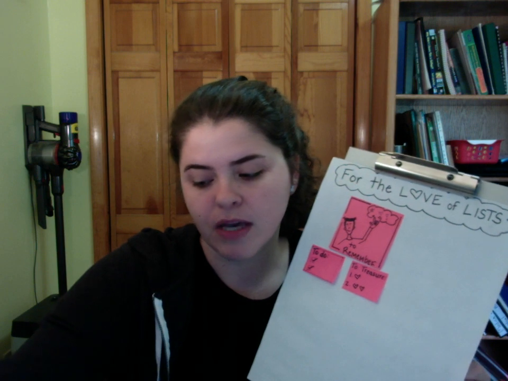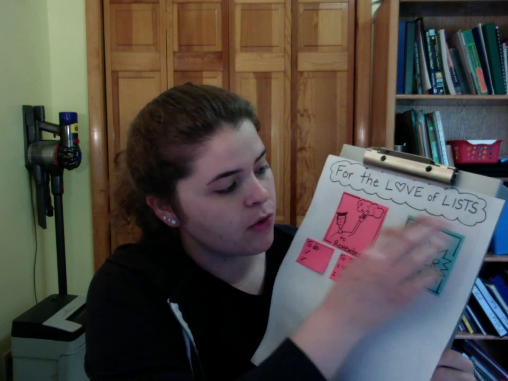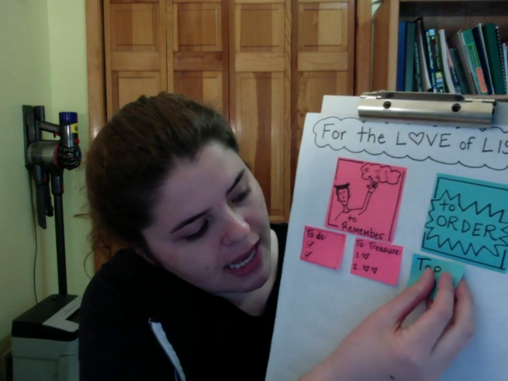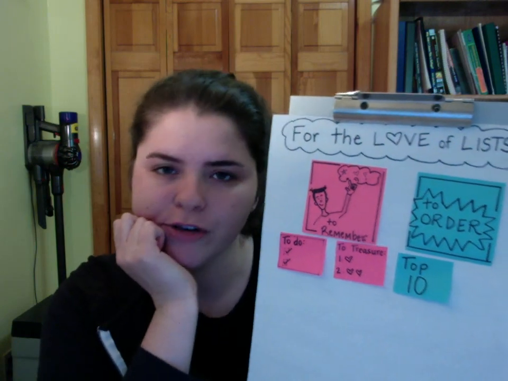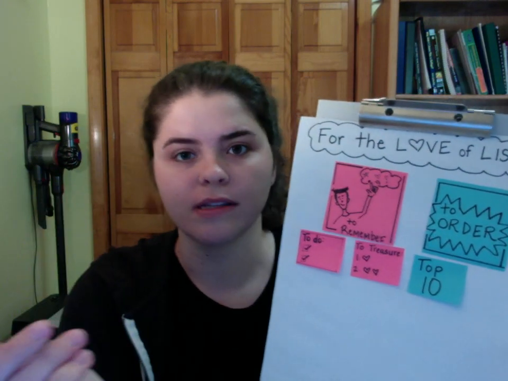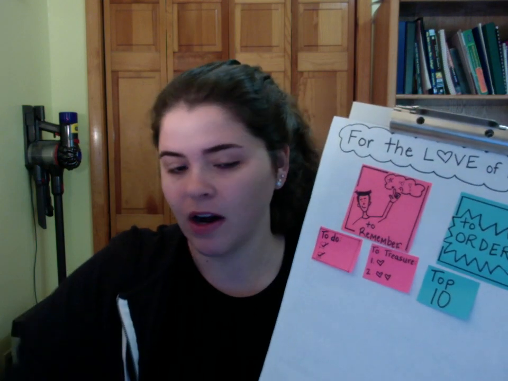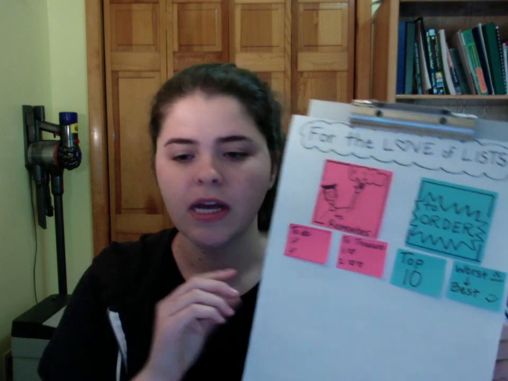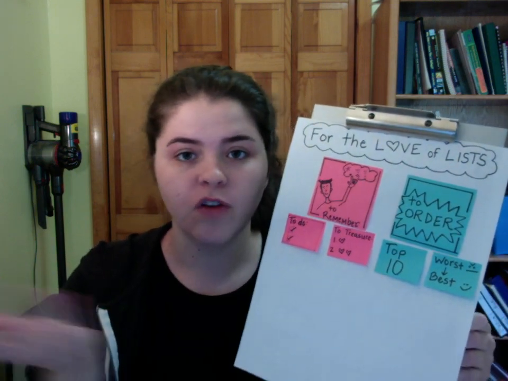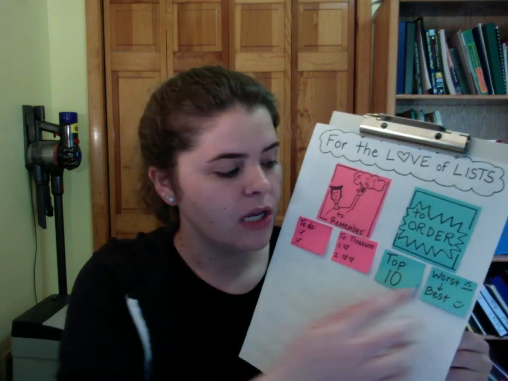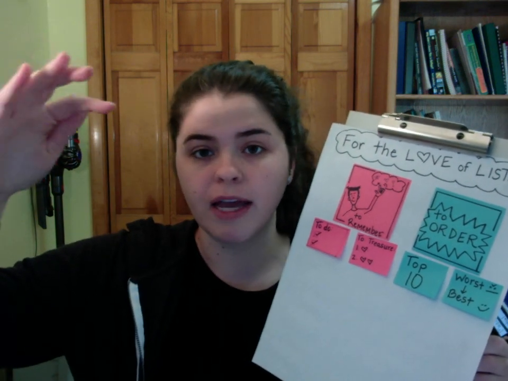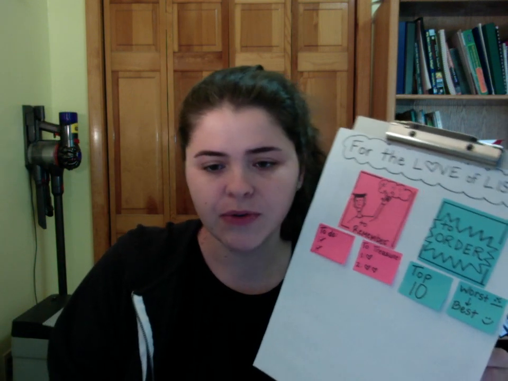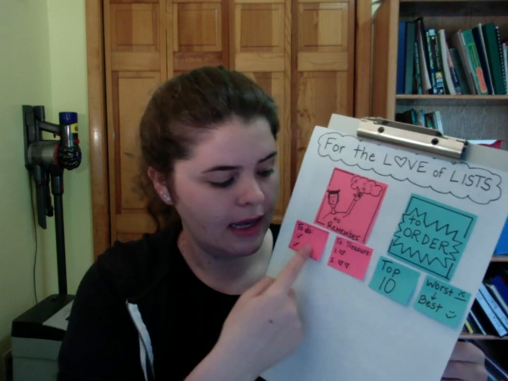A second reason people keep a list is to order things, or in other words, to organize things. So for example, you could do a top 10 list, like your top 10 favorite songs or your top 10 movies that you've watched during quarantine. You can also order your list from worst to best, which a lot of these top 10 lists do. So let's say you've watched 10 movies or you've played 10 different video games during quarantine. You can list them starting with the worst one that you watched or played during quarantine all the way down to the absolute best.